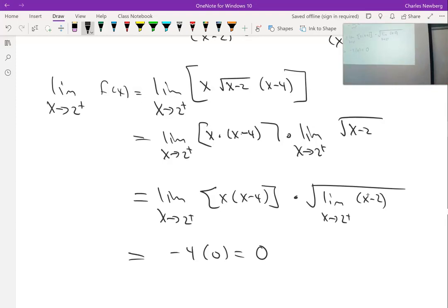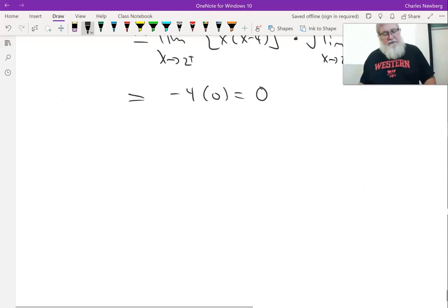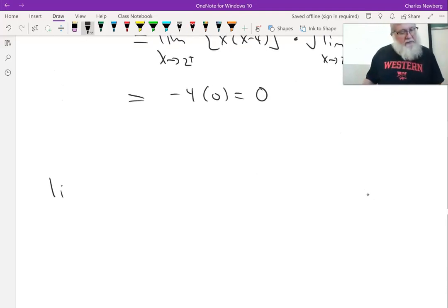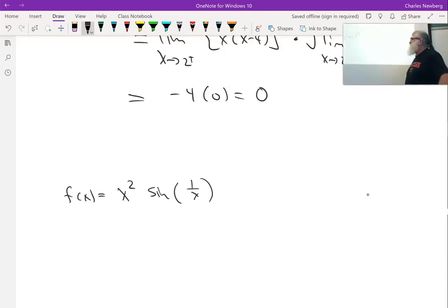Now, we have other functions that are not as nice to play with. So let's take a look at the following function. f of x equals x squared sine of 1 over x. What x value can't we plug into this function, class? 0. Thou shalt not divide by 0.